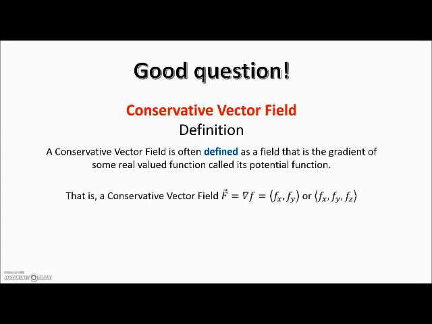That is, a conservative vector field, F, equals the gradient of f. In 2D, it's the sum of the two partial derivatives with respect to x and y. In 3D, it's the three partial derivatives of f with respect to x, y, and z.